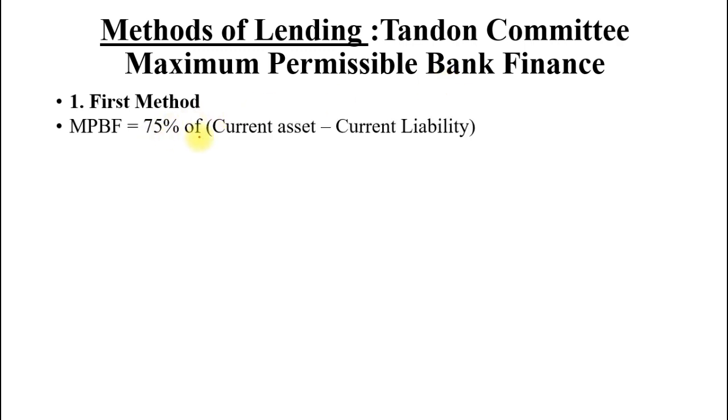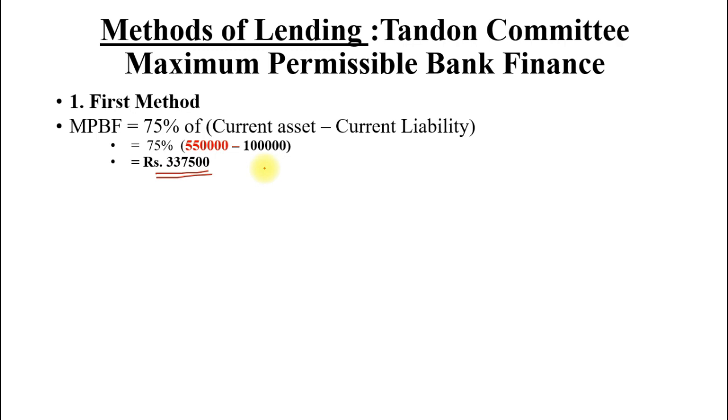Okay, method of lending, Tandon committee, maximum permissible bank finance. Number 1, the first method says the bank can give you finance of a maximum of 75% of current assets minus current liabilities. Current assets were 5,50,000, current liabilities were 1 lakh. So 75% of 5,50,000 minus 1 lakh, that is 4,50,000. When you take 75%, the first value that you should get is 3,37,500.